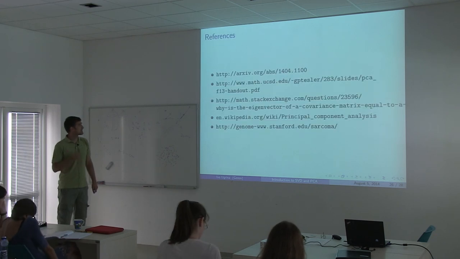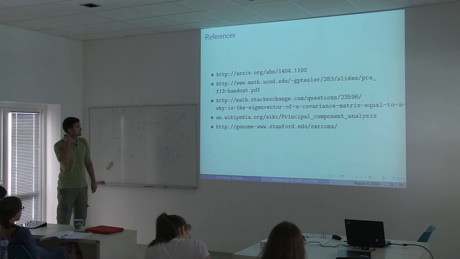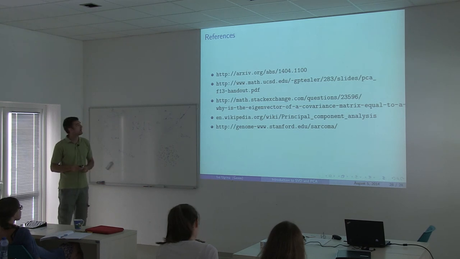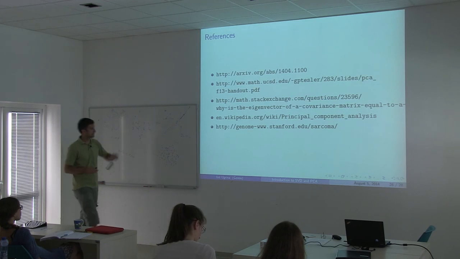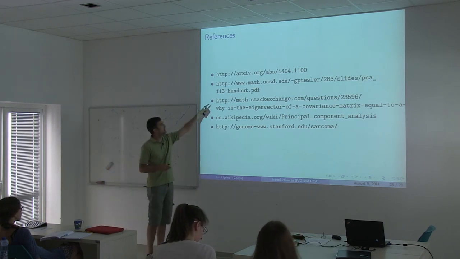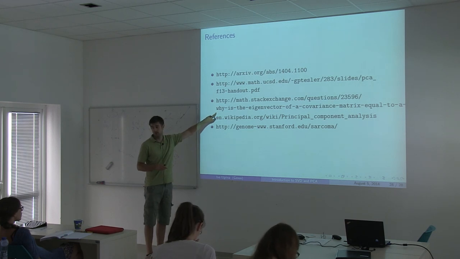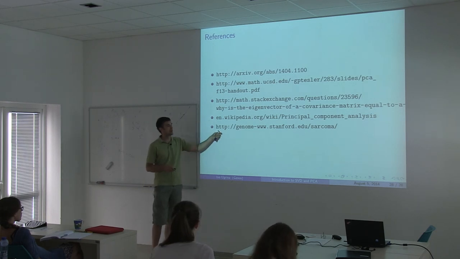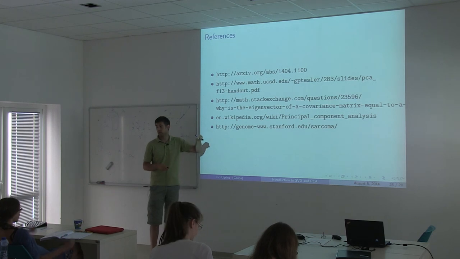I have some references. These are all online papers, web pages, or presentations. The first one is the one that you should definitely start reading if you're interested in this. The second ones here, there are good slides. Here, I like Stack Exchange a lot, so you can find a lot of really nice answers there. Wikipedia always, and those pictures I've shown from eigengenes and eigenarrays, they come from this site here.